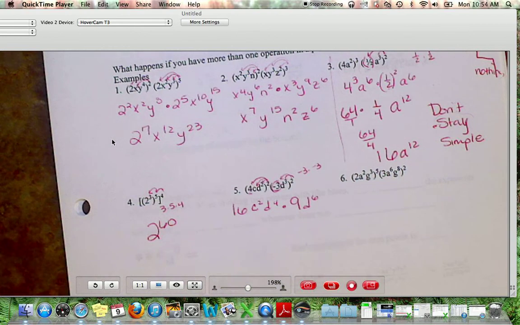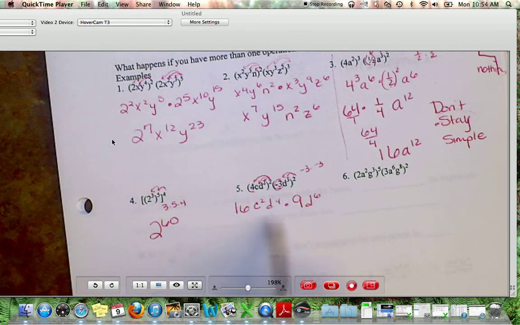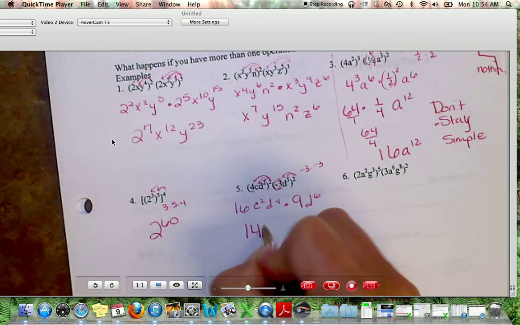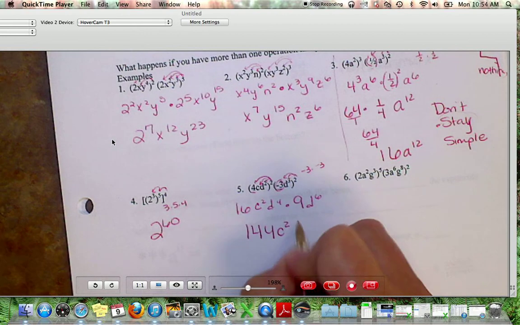So let's do the variables first. Actually, let's just do it all. So now we have two bases that don't have exponents on them, so we can multiply them together. 16 times 9 will give us 144. C to the second stays that way, and D to the fourth and D to the sixth gives us D to the 10th.